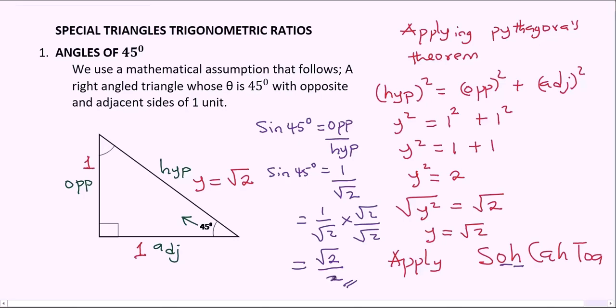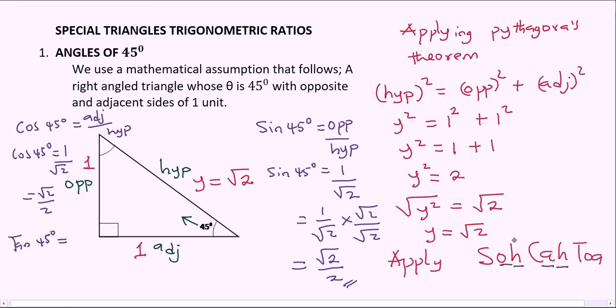Okay, let's do one more. Let's solve for cos. So cos 45 degrees is equal to what? Adjacent over hypotenuse. So let's continue from here. What is our adjacent? Adjacent here is 1. Hypotenuse is surd 2. Exactly the same thing, so since it's the same, we're going to still have surd 2 over 2.